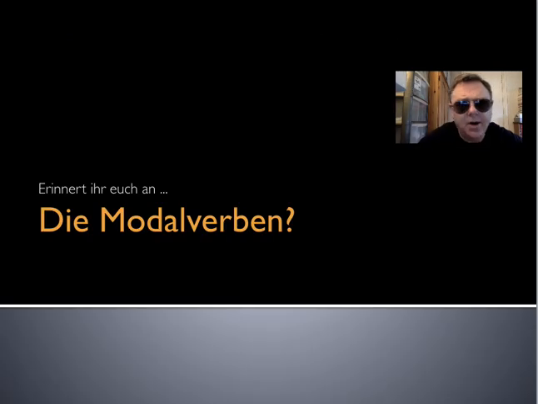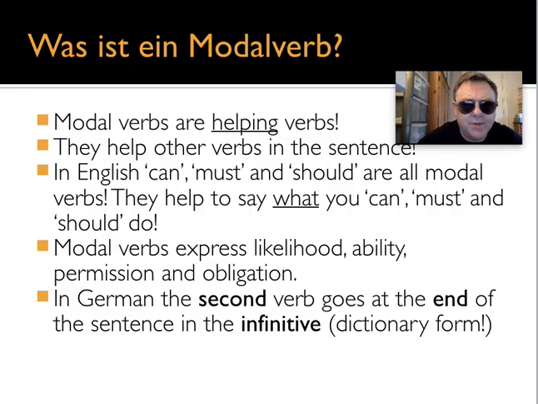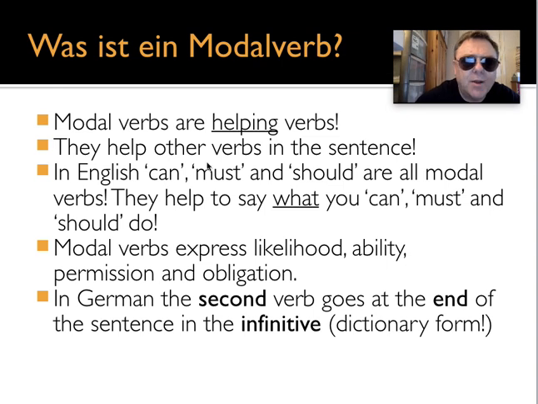Editing. Right, modal verbs. Let's just touch base on modal verbs a little bit. Now, let's have a go. Let's go through what these are all about. So, modal verbs are helping verbs. Okay, they help out. Very considerate of them. They help other verbs in the sentence, so that often implies that there's a second verb in there. In English, can, must and should are all modal verbs. They can help say what you can, must and should do. Modal verbs express likelihood, ability, permission and obligation.